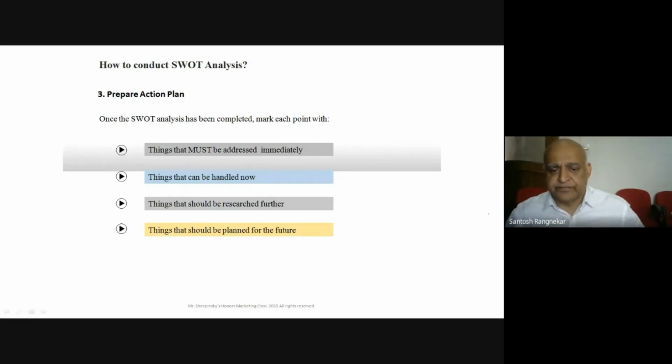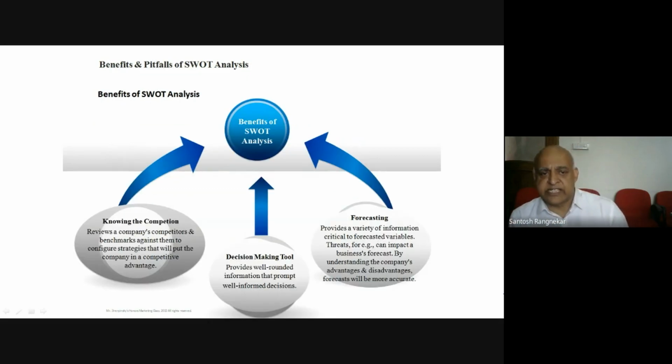Now, actions: things that must be addressed immediately, and things that can be handled now. Now you have to classify. Certain problems must be addressed immediately, otherwise you will be in trouble. Or they are things that can be handled now. Or they should be researched further, and then planned for the future. So you have to classify A, B, C, D, whatever your classification is, and according to the classification, you have to take a decision.